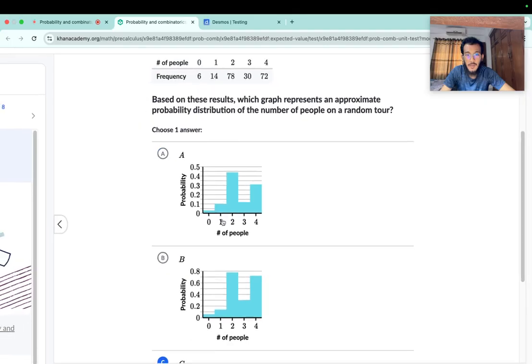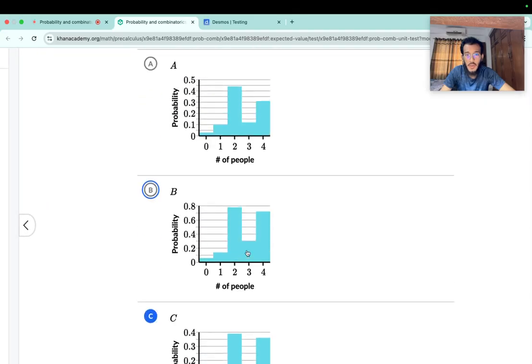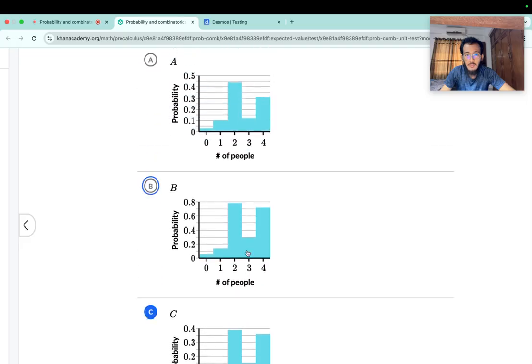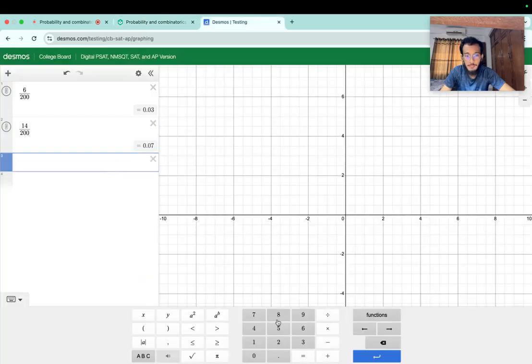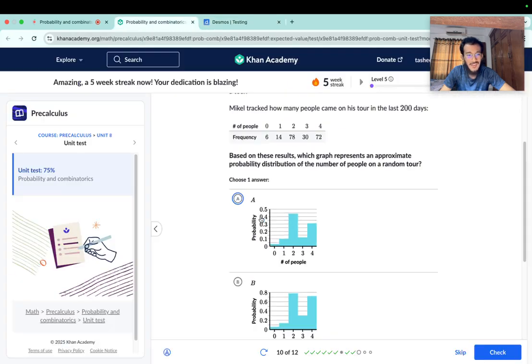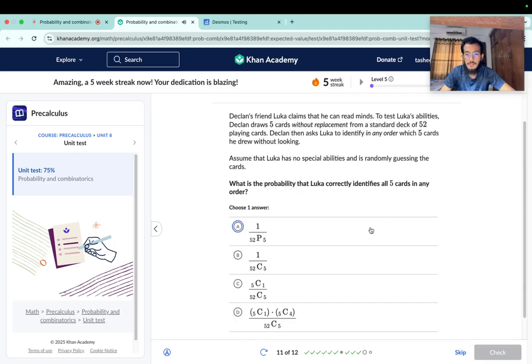Our C is our answer, but let's verify with 4. So for 4, you have 72 upon 200. That is 0.36. Here we have exactly 0.36. So C is our answer.